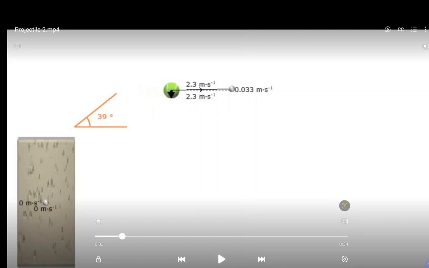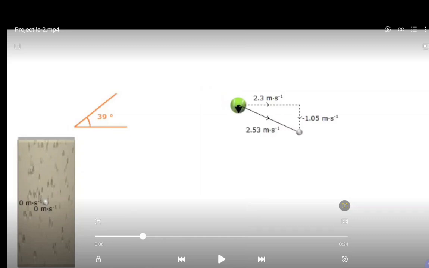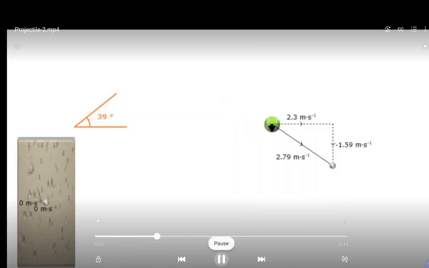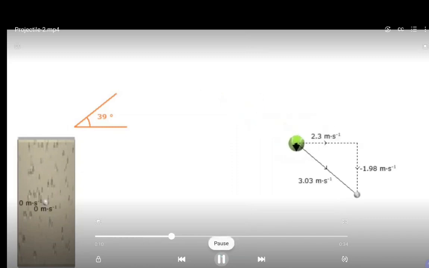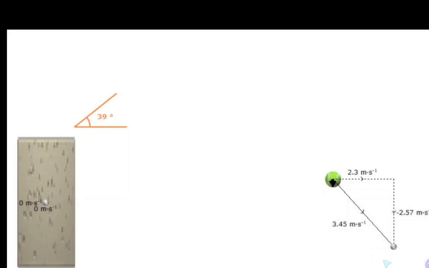When we move further in this situation, the y component starts increasing, but in the negative direction. Again, the x component is the same. And in the example, we need to calculate the velocity of the object just before it strikes the ground. In this case, it's somewhere here.